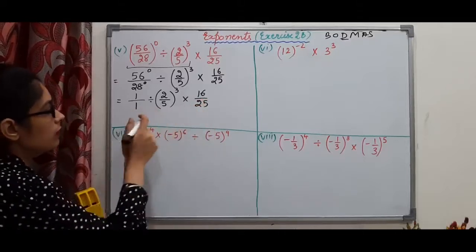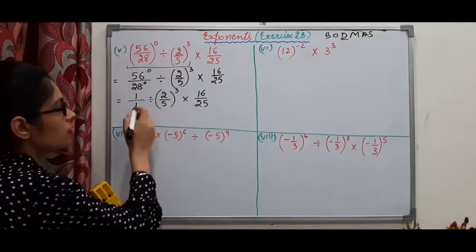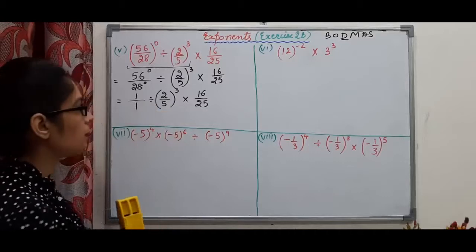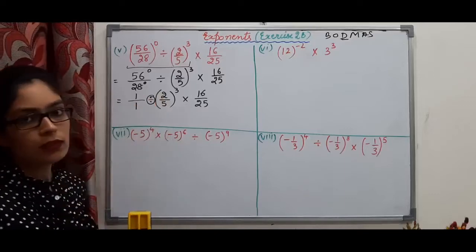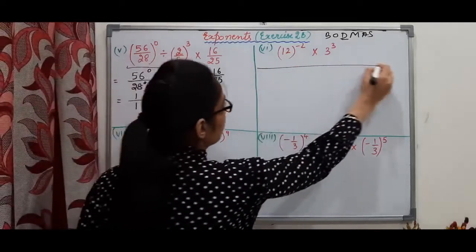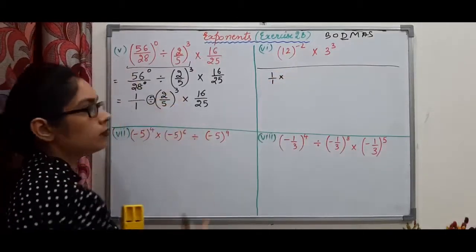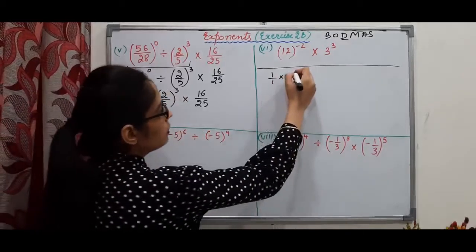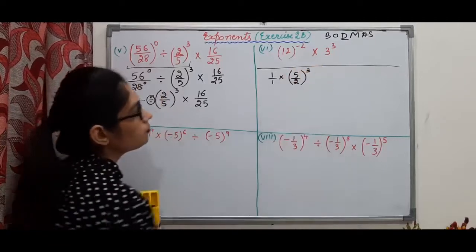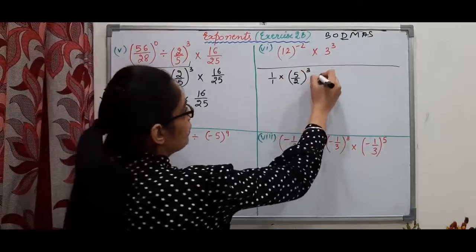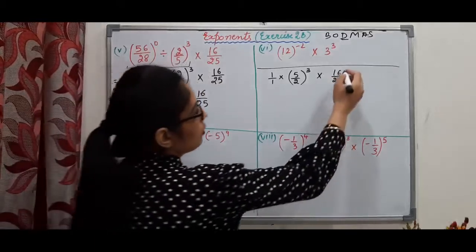Now this thing, if you see, this is just similar to division of rational numbers. When we were doing division of rational numbers, we just had to change the division sign into multiplication. So I change the division sign into multiplication, 1 by 1 into, and for this number we have to take its reciprocal, so it will become (5/2) whole power 3 multiplied by 16 by 25. As it is we can write.